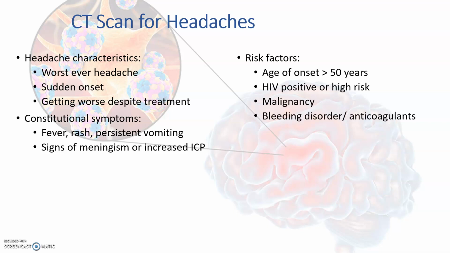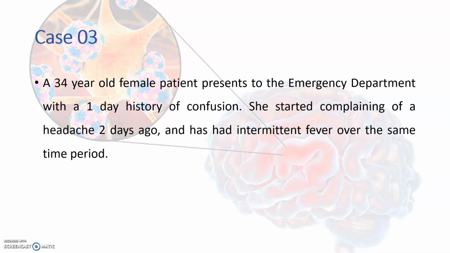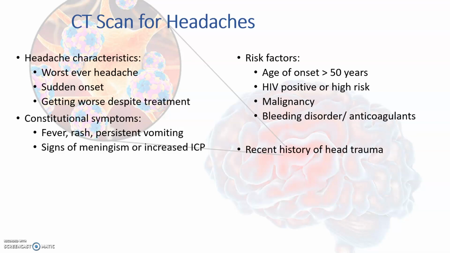Risk factors for serious intracranial pathology: new onset of headaches at age more than 50, patients who are HIV positive or high risk for HIV, patients with known malignancy, and patients with bleeding disorders. All of these patients can have infectious or space-occupying lesions in the brain with minimum symptoms. Any recent history of head trauma should also be considered.